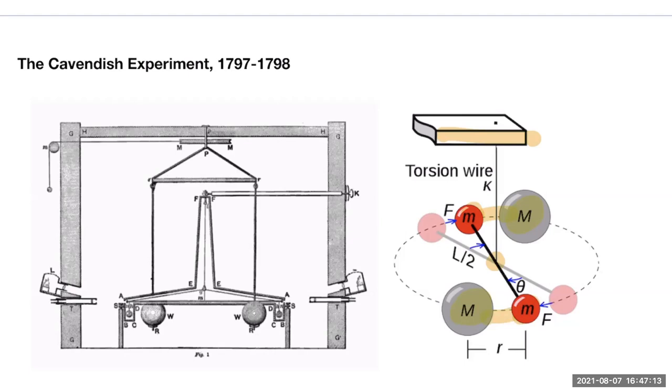So as a result, you can imagine, at least in principle, that this red sphere is going to move a little bit towards this direction. That one is going to move a little bit toward that direction, right? So therefore, this arm connecting the two red balls will rotate. But of course, by an extremely small angle, right? Question, how do you measure such a small angle?